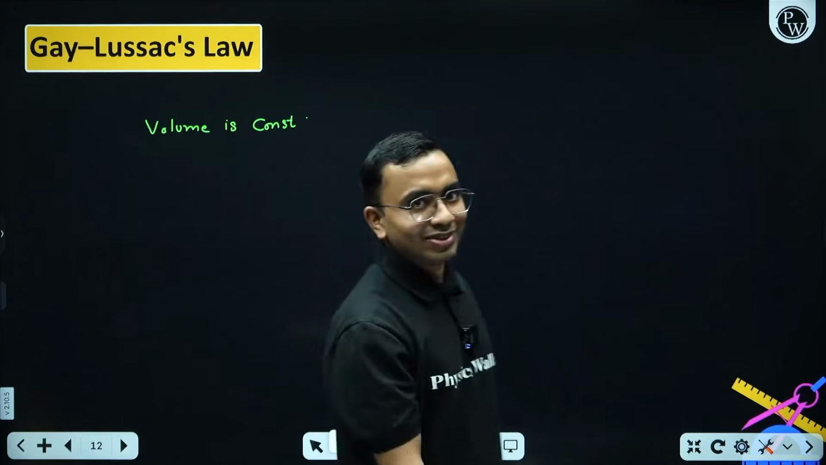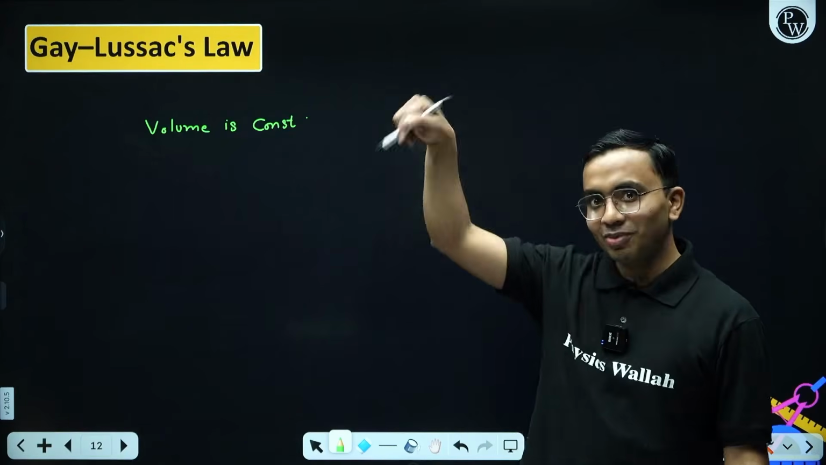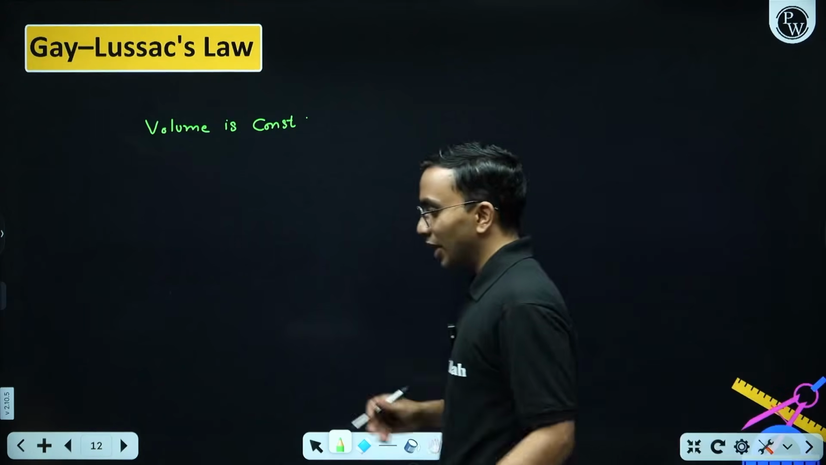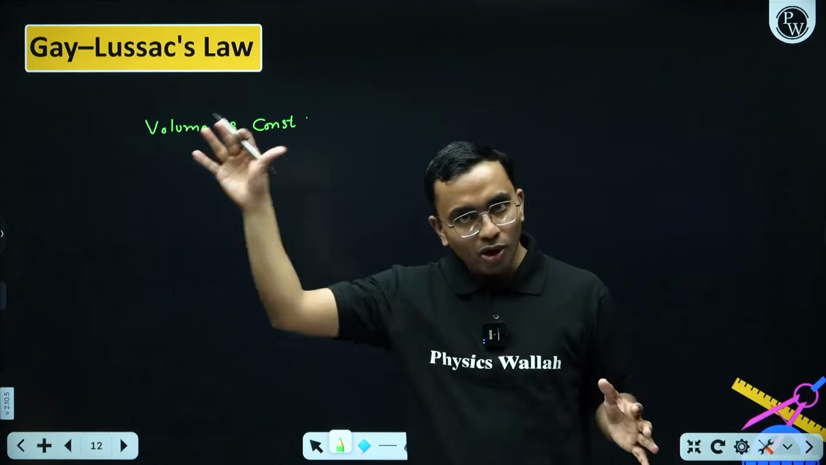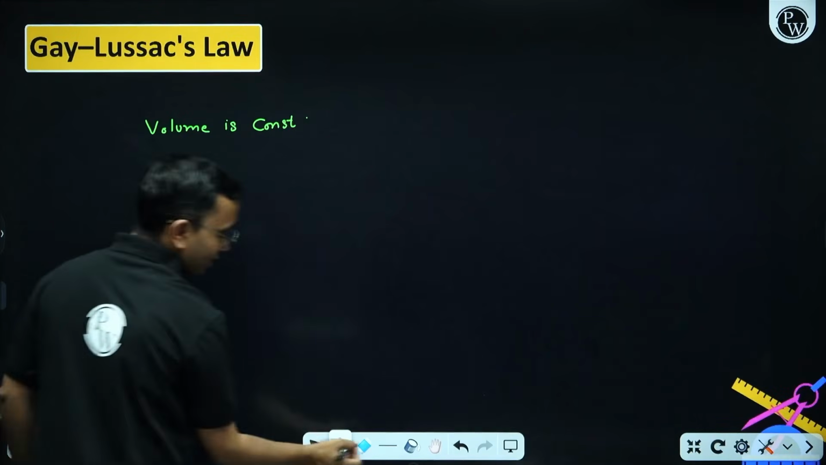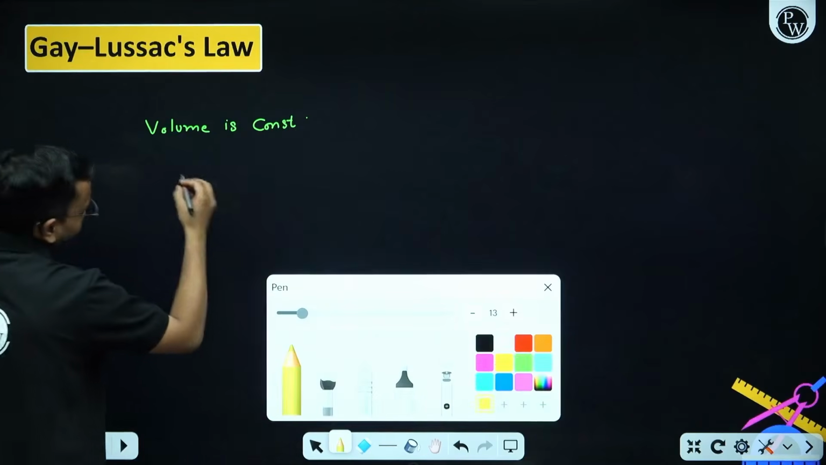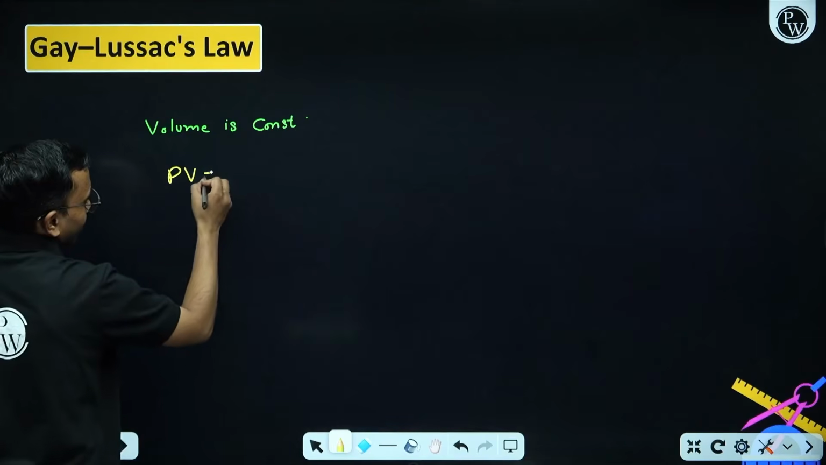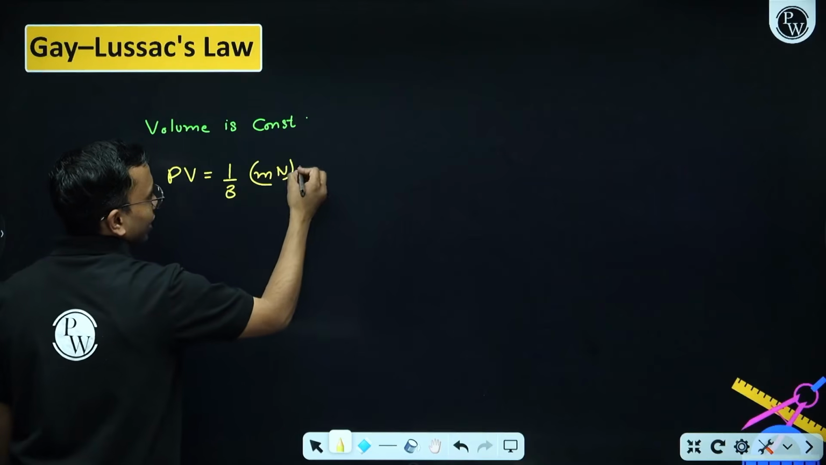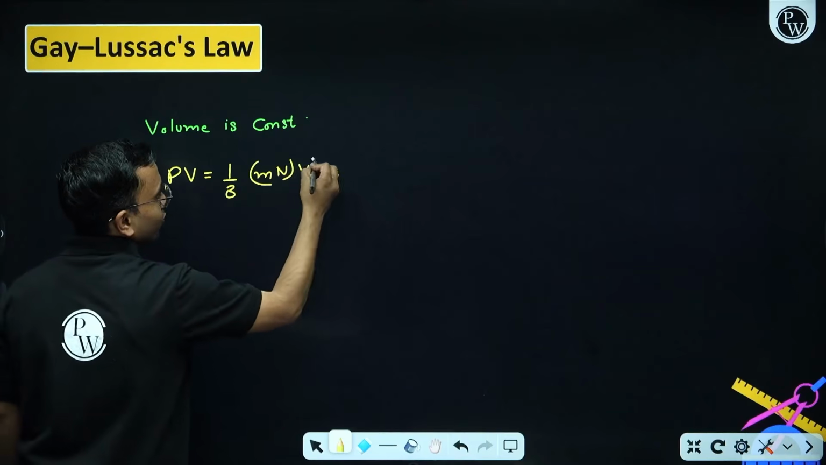Sometimes this is taught like, you know, PV is equal to nRT, so from here we call this Gay-Lussac's law. Not like that. We are deriving the ideal gas law from all these. So volume is constant. If volume is constant, write the same expression again: PV is equal to 1 by 3 m n into V RMS square.